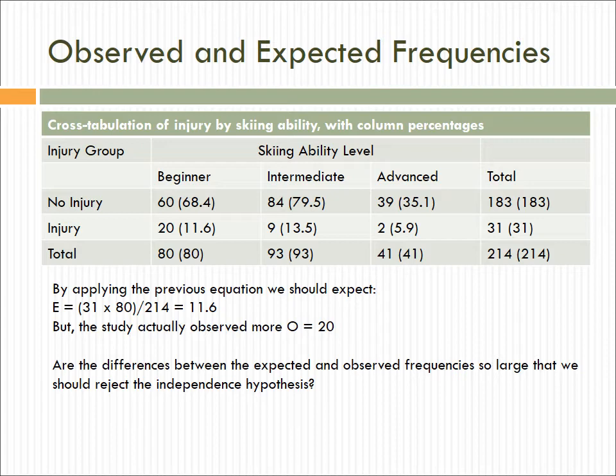Then in our observation from this table, we see that 20 beginner skiers were injured. So is 20 different enough from 11.6 to be statistically significant? Well, percentage-wise, we would say, yeah, it looks like beginners are injured more often than intermediates, possibly. And then we would go from that. But we're more sophisticated than that, so we're going to determine whether this is statistically significant or not by calculating chi-square.